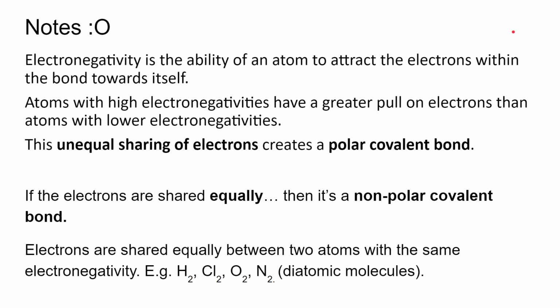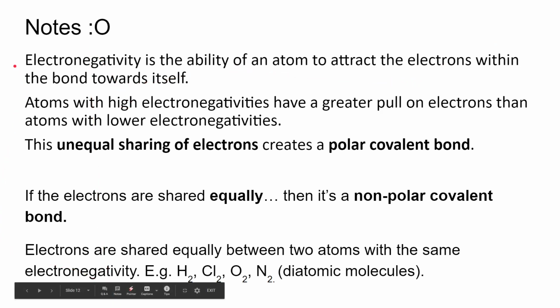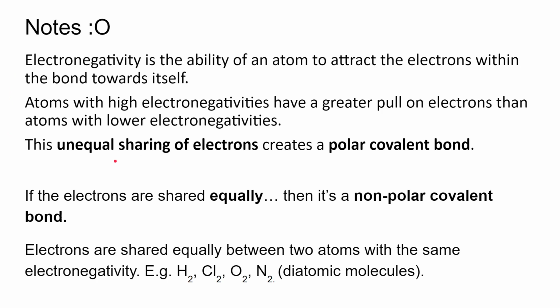Okay. Notes. This is basically what I've gone over in the past two slides. If you can just pause the video and write this down, and this is the only notes for the video, so don't hate me. Again, most importantly, unequal sharing of electrons creates a polar covalent bond. If they're shared equally, then it's a nonpolar covalent bond. That's the two key points I wanted you to get out of this. Unequal sharing of electrons, polar bond. If they're shared equally, then it's nonpolar bond. Okay?